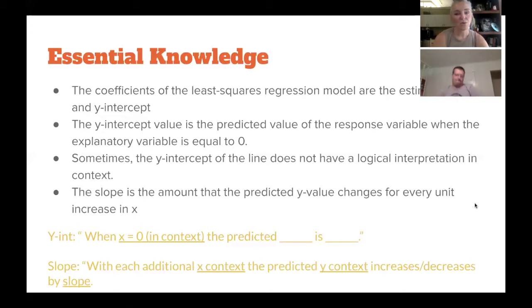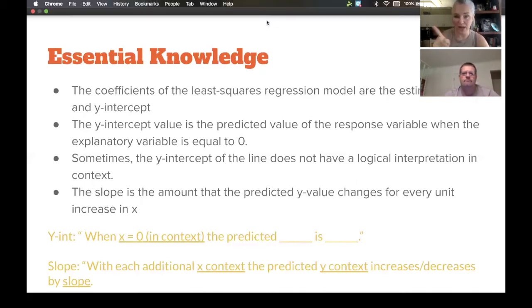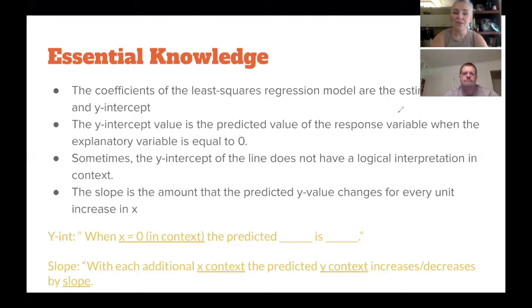Yeah. So what we're going to look at here is something we actually looked at in the last video, but we're going to formalize. So we're going to be looking at the coefficients of the least squares regression model, which are slope and y-intercept, B and A. Want to remember that the y-intercept value is the predicted value of the response variable when the explanatory variable is equal to 0. So when x is 0, what is y? That's your y-intercept, okay? Sometimes your y-intercept does not have a logical interpretation.